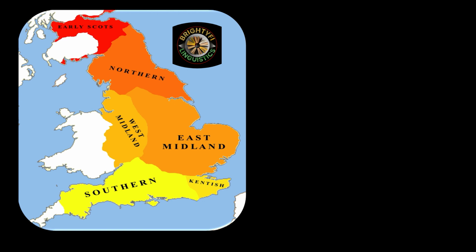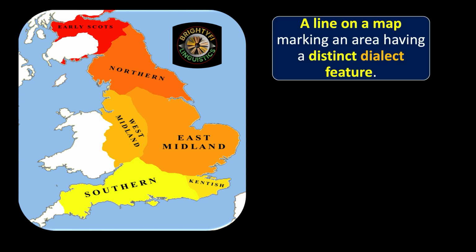Now let's discuss what is an isogloss. A line on a map marking an area having a distinct dialect feature. What it means is that you can notice here we have a line on a map. You can see these lines on a map. This marks an area, and this line makes early Scots and Northern dialects different from each other. Likewise, we have different ones.